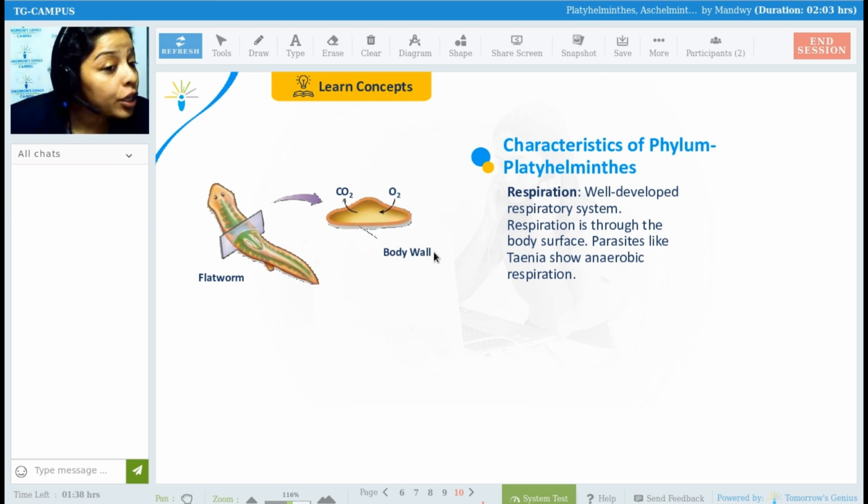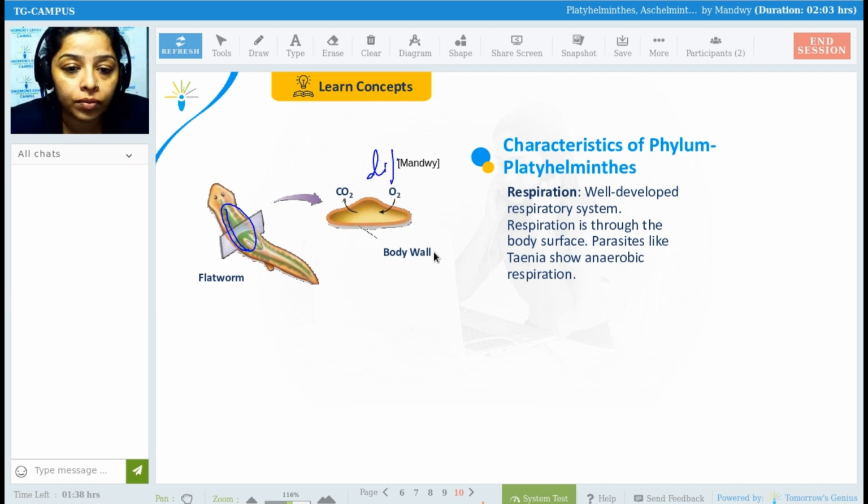Respiration. As they don't have a well-developed respiratory system, they respire through the body surface, the skin. Through the skin, the oxygen and gases diffuse in or diffuse out, through the process of diffusion.